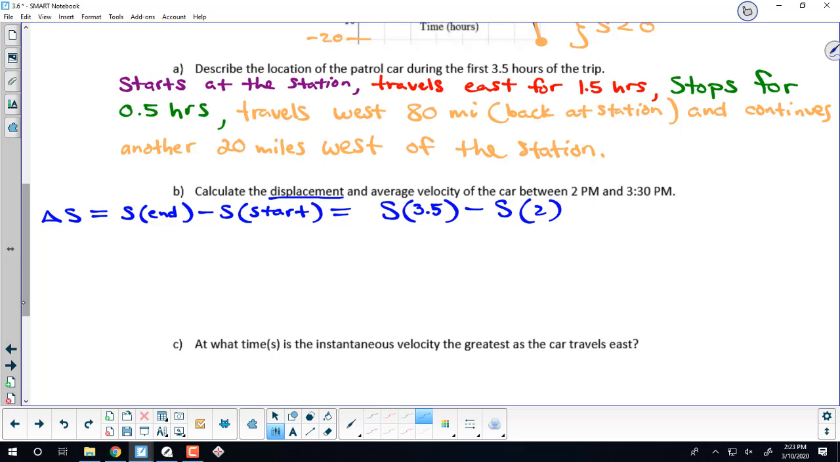So we use the graph to determine that. Our position at 3.5 is -20, because remember, at 3:30 they're now 20 miles west of the station, so it's negative. And we'll write our units here. Negative 20 miles, and we're subtracting off S of 2, and S of 2, the position at 2 hours, was 80. So positive 80 miles. So that change in position, the displacement, is negative 100 miles.